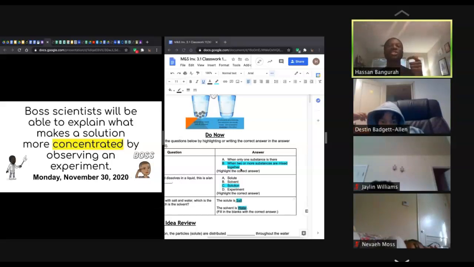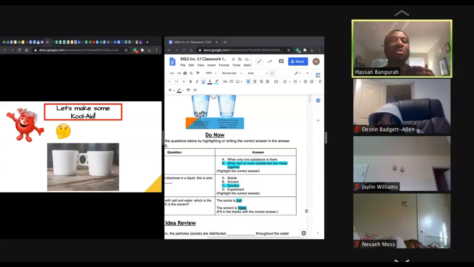That word is concentrated. Can you say it one more time? Concentrated by observing an experiment. Yes, so we are going to observe an experiment to see what makes the solution more concentrated. Okay? Nice job, Destin. We're going to be revisiting this idea of concentrated one more time. But let's make some Kool-Aid.